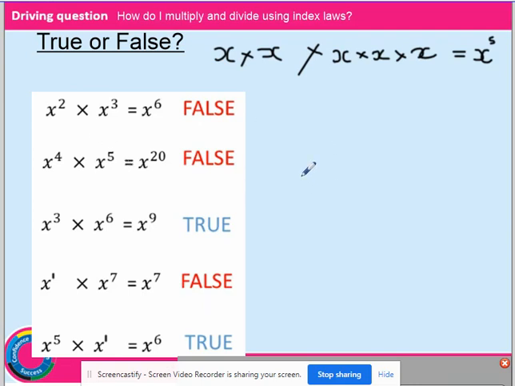The rule is x to the power of a multiplied by x to the power of b. Look at the ones that are true. What do we do to the powers? We add them. So that's x to the power of a plus b. Write that rule down if you like.